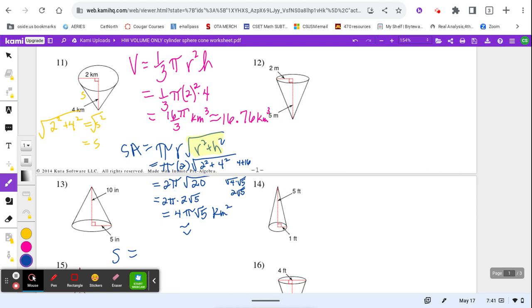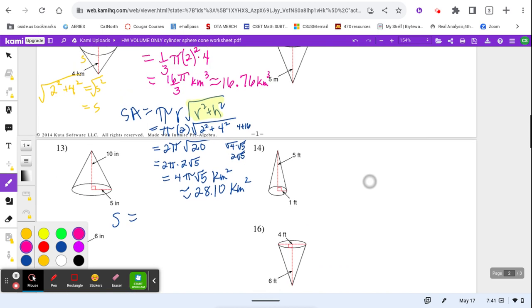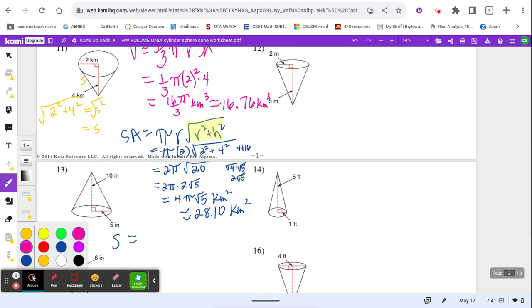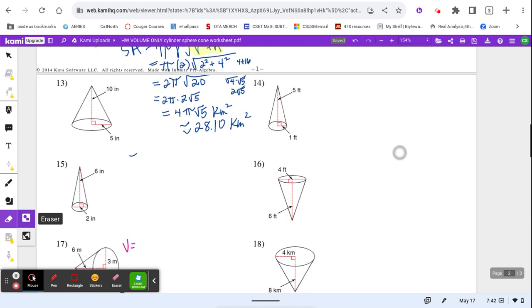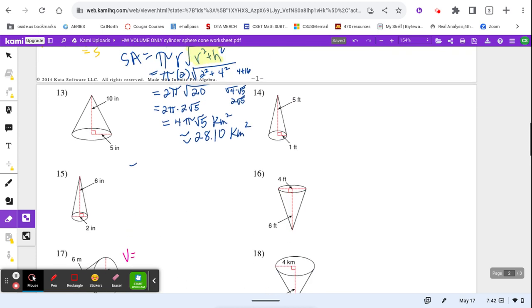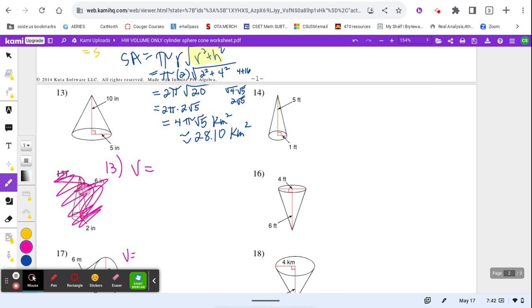And we get 28.10. So I'd say the cone with that little slant height makes this one a little bit more complicated. But again, still just a new formula that we're going to be trying out. So the next one, I have to squeeze volume in somewhere. Let's go find a spot. I think I'm going to write it down here for number 13. And then I'm not going to do number 15 since I'm out of space.